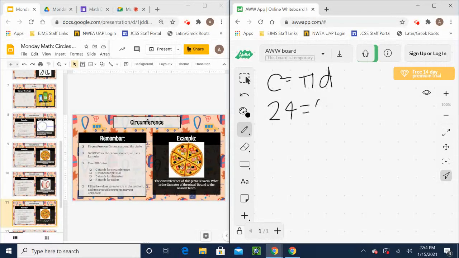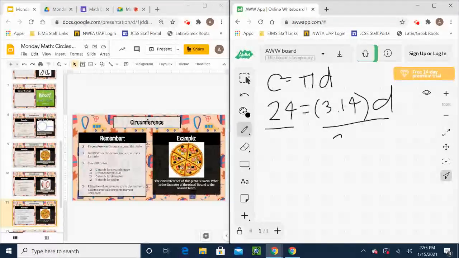Pi, we know what that is. That's 3.14. Y'all will know that by the end of this unit, okay? Diameter, I don't know what that is, you guys, so I use a variable to represent it. We know how to solve this, okay? We know how to solve for a variable when there is a number next to it. Right now, it's 3.14 times d. To get d by itself, I need to divide out that number on both sides. So notice this one's a little bit different. So diameter is going to equal 24 divided by 3.14.